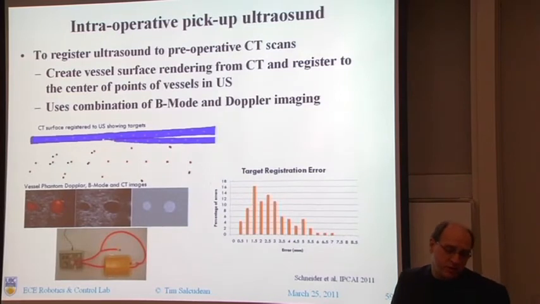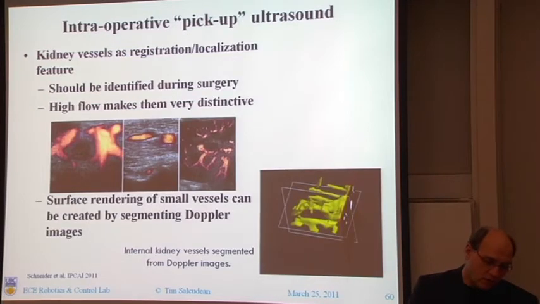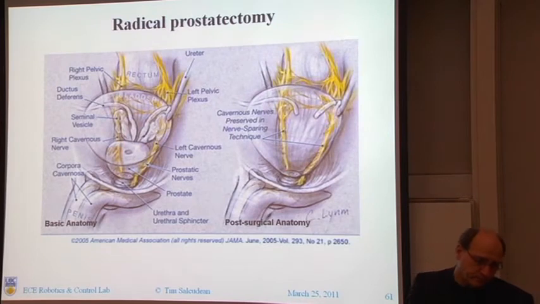We can use these images to register ultrasound images to CT images. Here's a flow phantom. This is a Doppler image of the flow. This shows the target registration error through the phantom, which is what we want to use to bring preoperative CT into the OR. And here's some of the in vivo Doppler images around the kidney. They give you beautifully rendered images that we hope we can use for targeting.